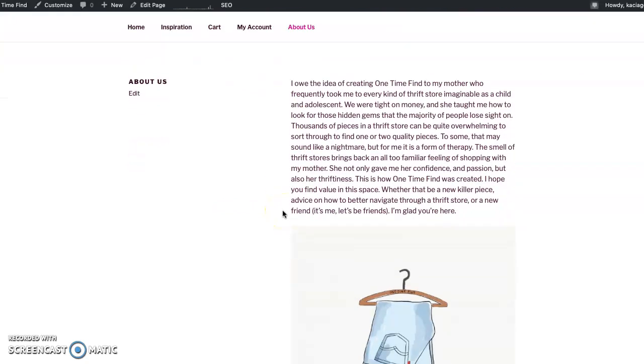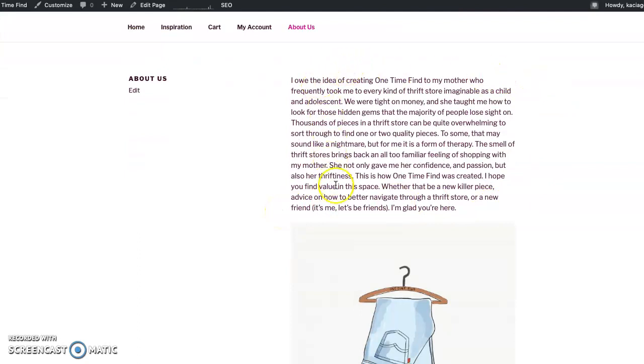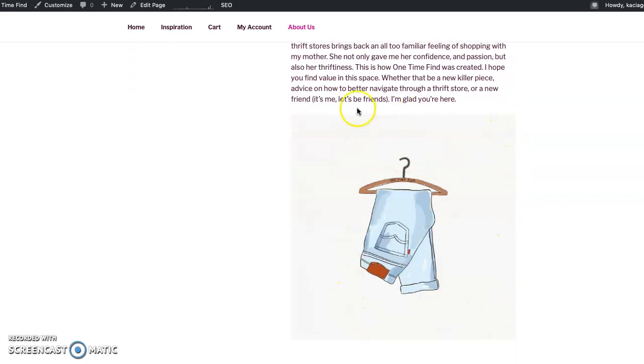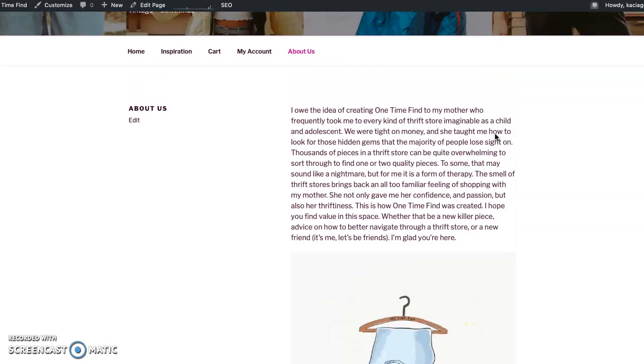I just wrote down briefly where One Time Find came from and how that started, the story behind it. And then I included the logo that I drew for the brand here.